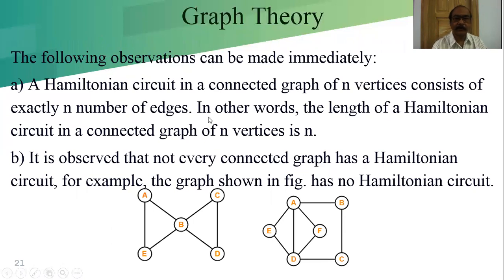So in other words, the length of a Hamiltonian circuit in a connected graph of n vertices is n, because there are n edges in the Hamiltonian circuit. That is, the length of the circuit is n.